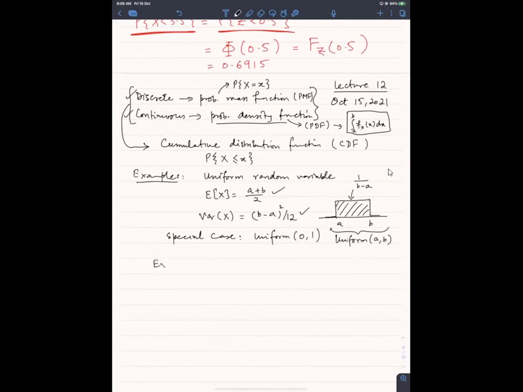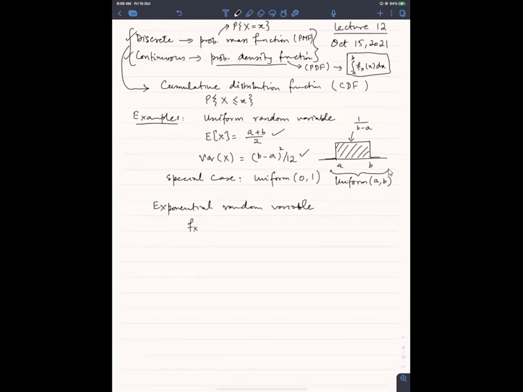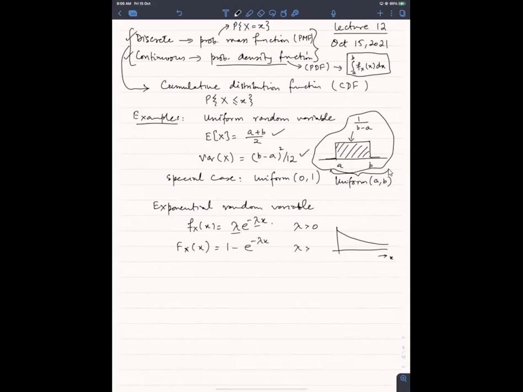Then we had an example of the exponential random variable. The exponential random variable had a density function given by lambda e to the minus lambda x. While the uniform density function is defined by two parameters a and b, the exponential random variable is defined by just one single parameter, lambda, which appears here. And the shape of this density function looks like the following. It goes all the way to infinity. And the CDF, capital F X of x, is given by 1 minus e to the minus lambda x.